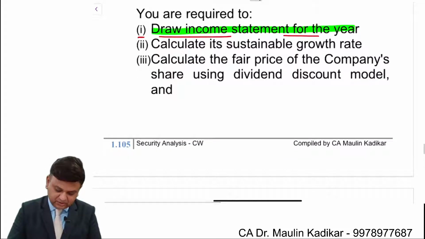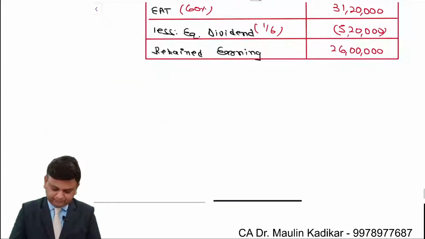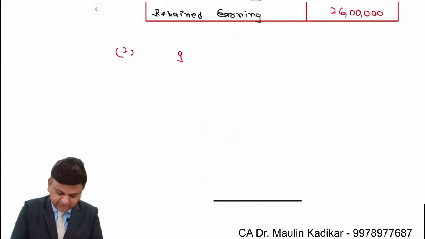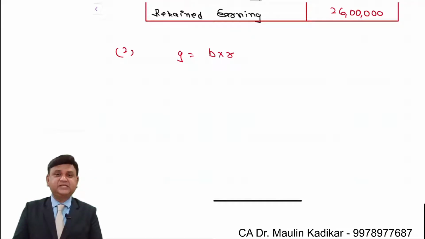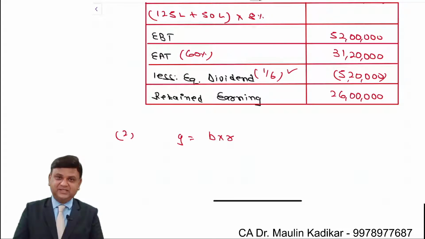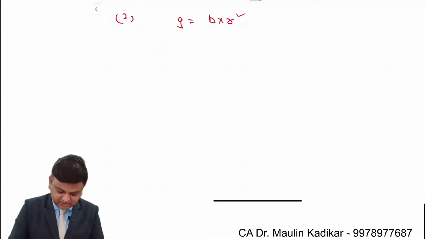B part of the question. Calculate its sustainable growth rate. So second part of the question, in which we are required to find the growth rate. Friends, growth rate is calculated as B into R. B stands for retention ratio and R stands for the rate of earning. See, the payment of the dividend is 1/6, so the retained earning is 5/6. Now the only thing that we are required to find is the rate of earning. So we understand like this.